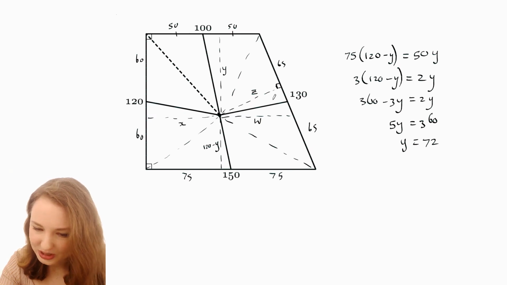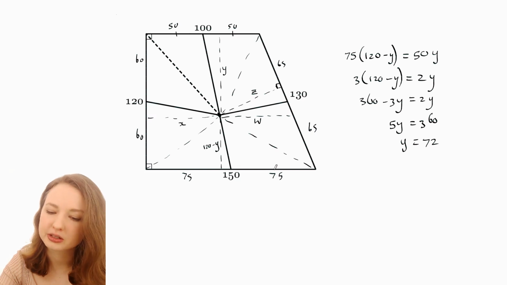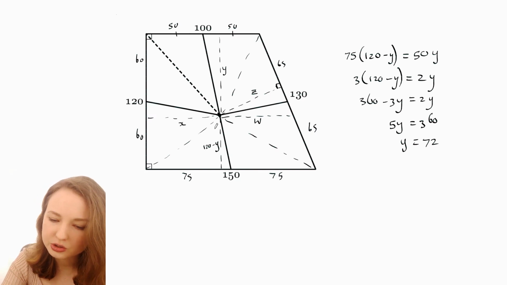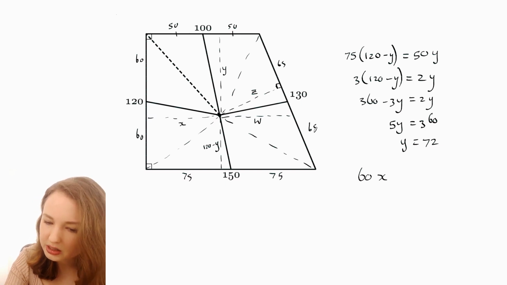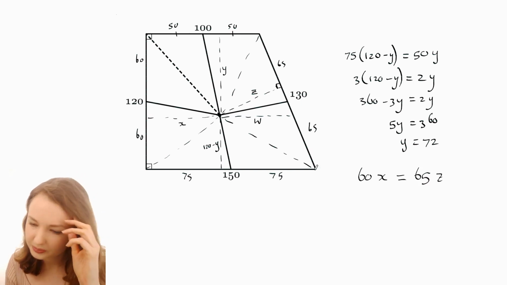So what I said was the same sort of trick. We know that this triangle has the same area as this triangle because they have the same base and height. And then because these two quadrilaterals have the same area, that means that triangle has to have the same area as that triangle. So we can say 60 times x, that triangle's base times its height, is equal to this triangle's base times its height. So 65 times the Z is the height, not the W. Remember, you have to do heights perpendicular to the base.